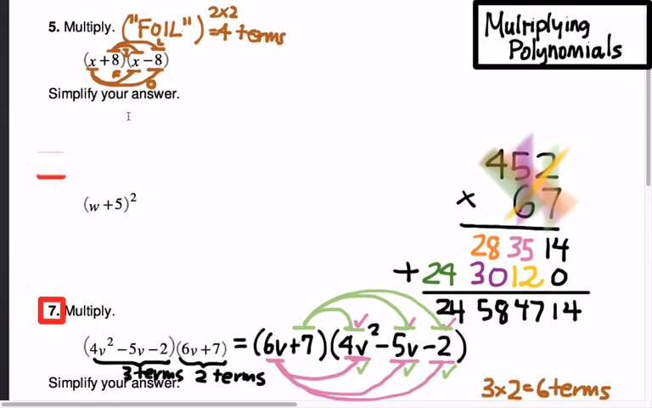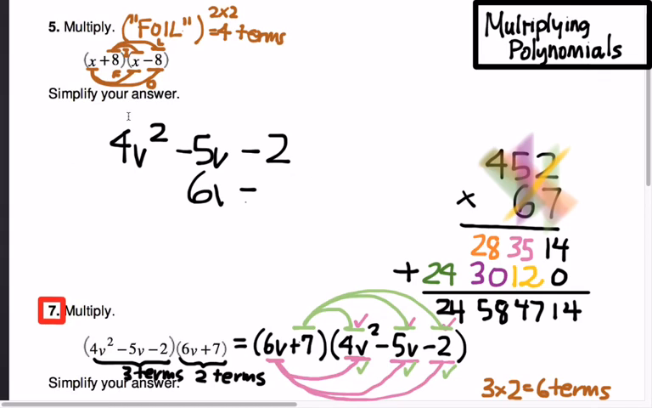Let me make some space here. And use that same vertical method to multiply 4v squared minus 5v minus 2 times 6v plus 7. So what do you want to do first? Yeah, negative 2 times 7, sure. That's going to give me minus 14. And then after that, maybe we'll reach for negative 5v times 7. What's that give you? Negative 35v.